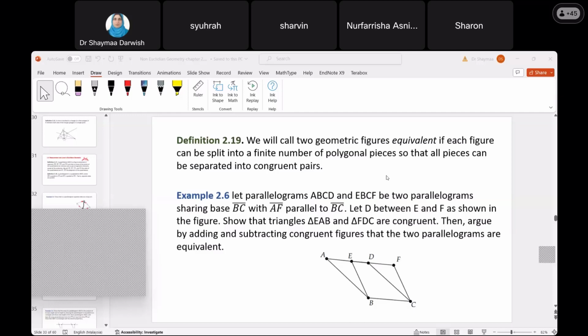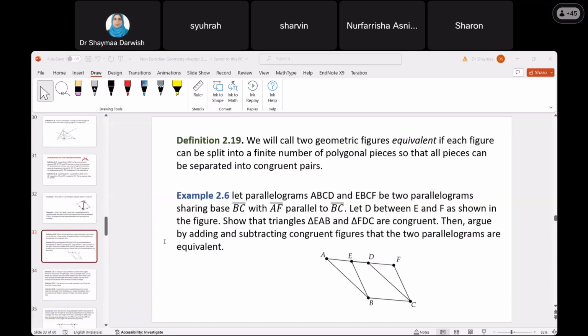Some definitions use triangles instead of polygons. So if I divide the first shape, for example, into 3 triangles or 3 polygons, then the second shape will be divided into the same 3 polygons or triangles. The first triangle from here will be congruent to the first triangle from here. The second triangle from here will be congruent to the second triangle from here. Then we can say that the two shapes are equivalent. Between congruent and equivalent.